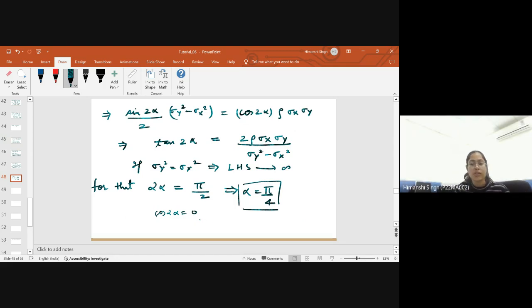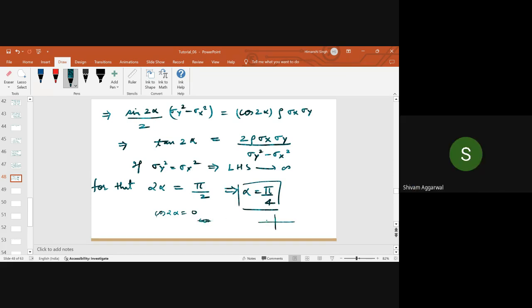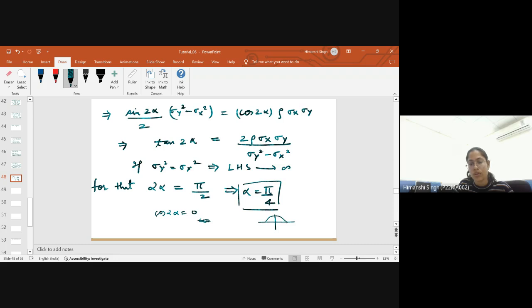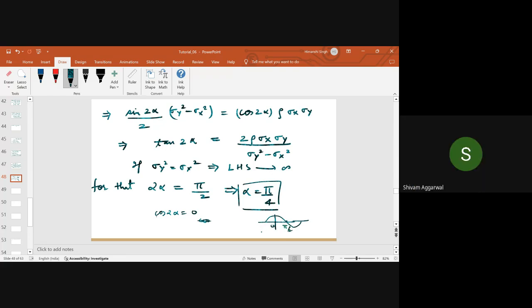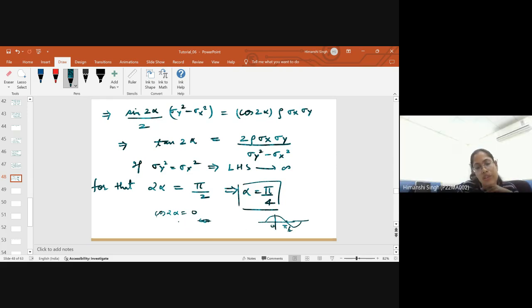Cos 0 is 0 basically... no, cos 0 is not 0. Sine 0 is 0, so cos 0 is not 0. The graph is like this for cos theta. Cos 0 is here, and here it is pi by 2. So 2 alpha will be pi by 2 only, no?